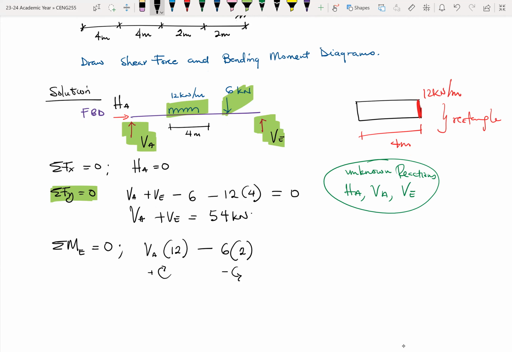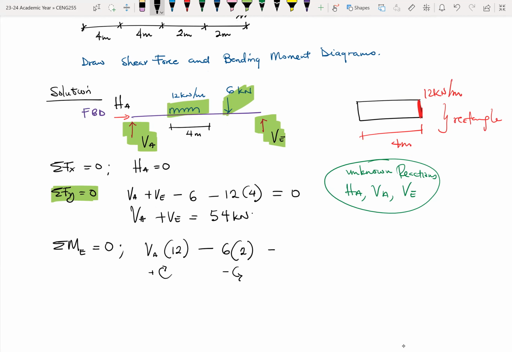Then for the UDL, that also causes a counterclockwise rotation. With a UDL, we need to first convert the UDL into a point load. So 12 times 4 converts the intensity of the distributed load into a point load, in quotes. And this point load normally acts at the centroid of the UDL. UDLs are assumed to act like rectangles, and the centroid of a rectangle is at the center of the rectangle.